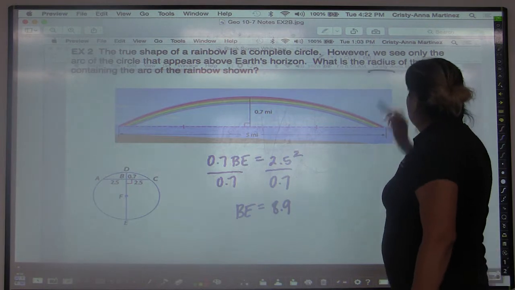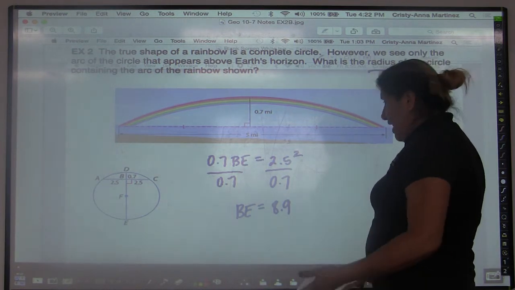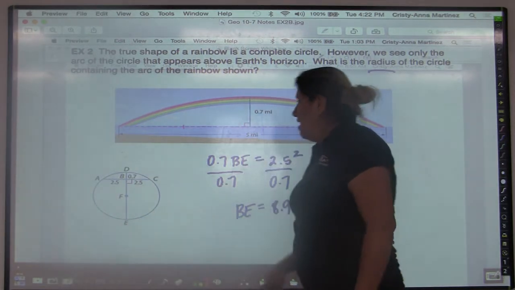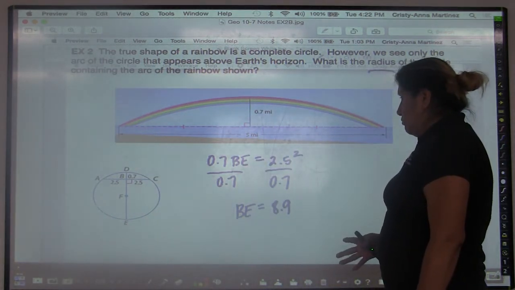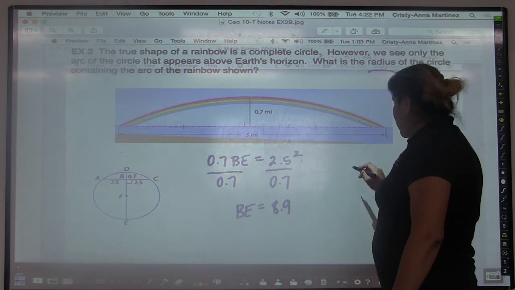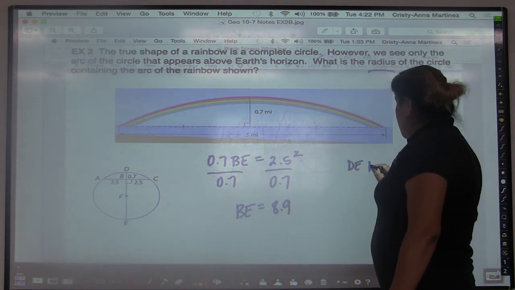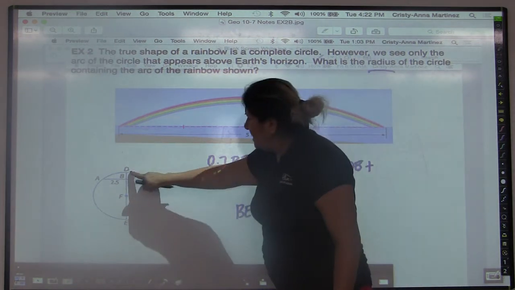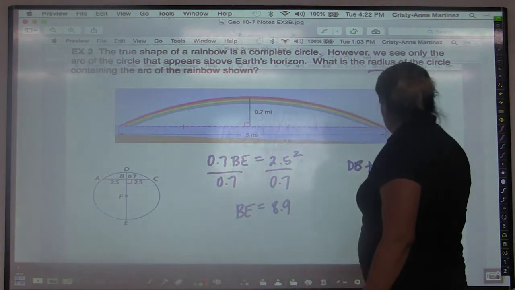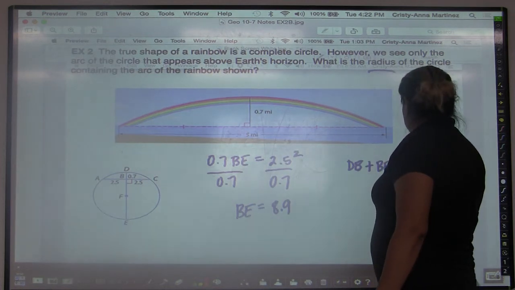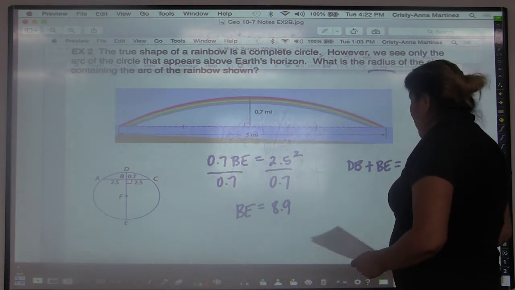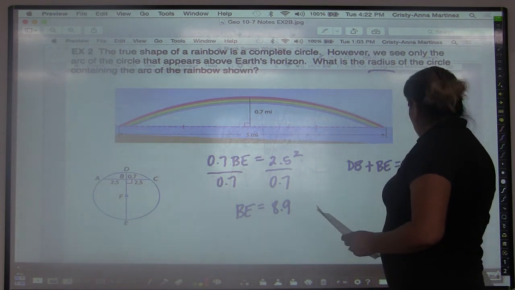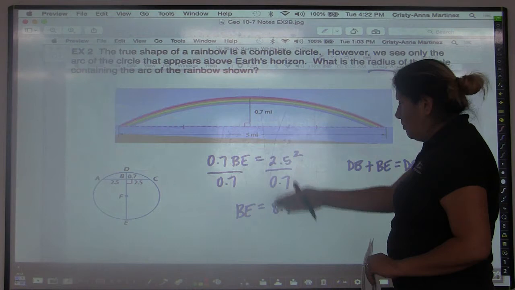for the radius. So the radius is actually half of the diameter. So right now what I could do is, if I take from D all the way to E and divide it by 2, that's the radius, right? So what I'm going to do is, I know that DE plus DB, so from D to B plus B to E, is going to equal the diameter. And I know that DB is 0.7, so that'll be from all the way from D to E. So the entire diameter will be DE.